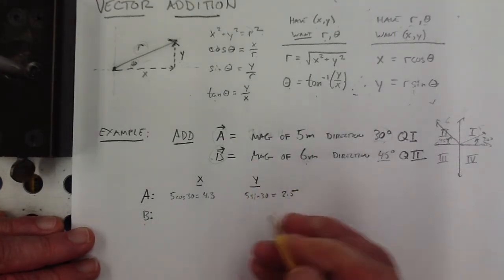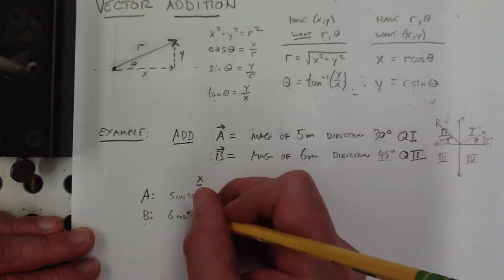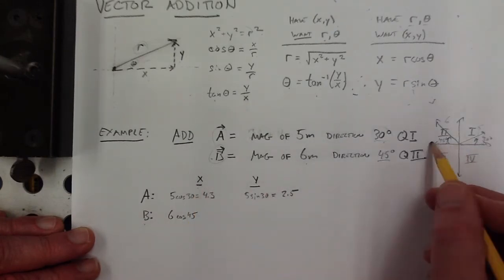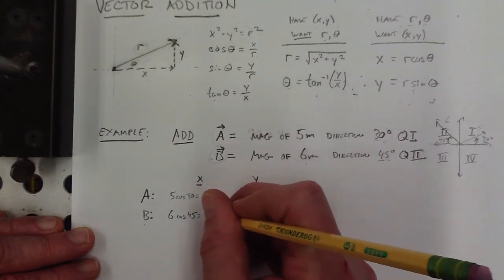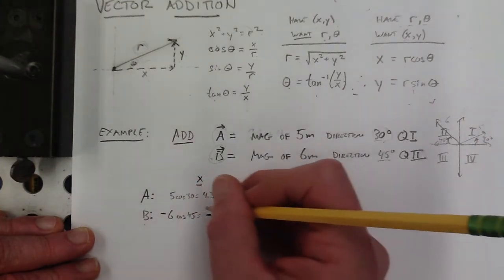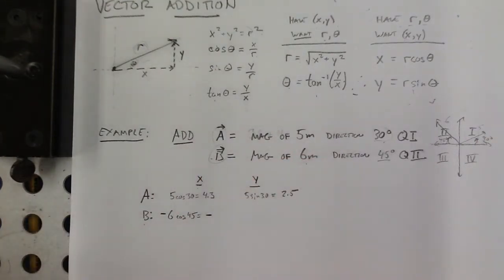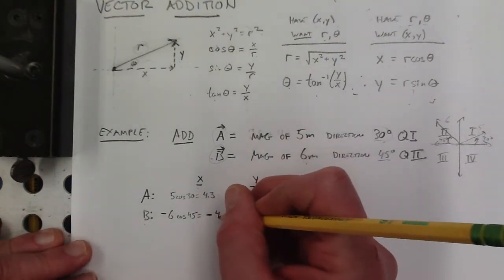So I got 6 times the cosine of 45. Let's see, that's an x-coordinate in the second quadrant. X-coordinate in the second quadrant. That needs to be negative. I'm going to put the negative sign here and put a negative sign in front of that, so they are, in fact, equal to each other. So let's see, 6 times the cosine of 45 is about 4.2.